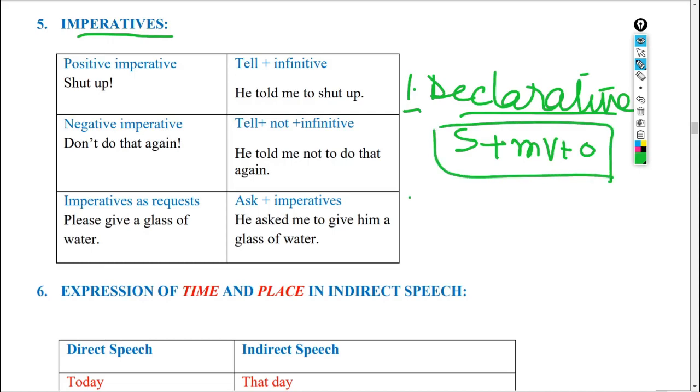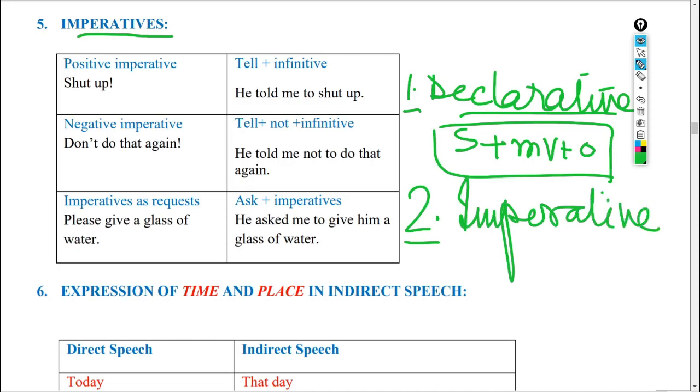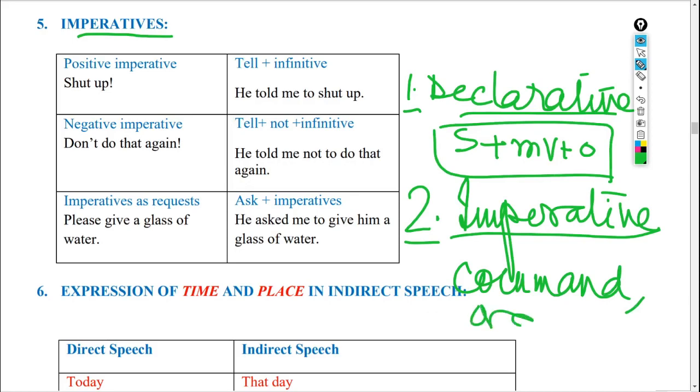Now, the next category of the sentence is the imperative sentence. Imperative, I-M-P-E-R-A-T-I-V-E. What does imperative mean? Imperative means command, order, request. These types of senses are implied by the imperative sentence.